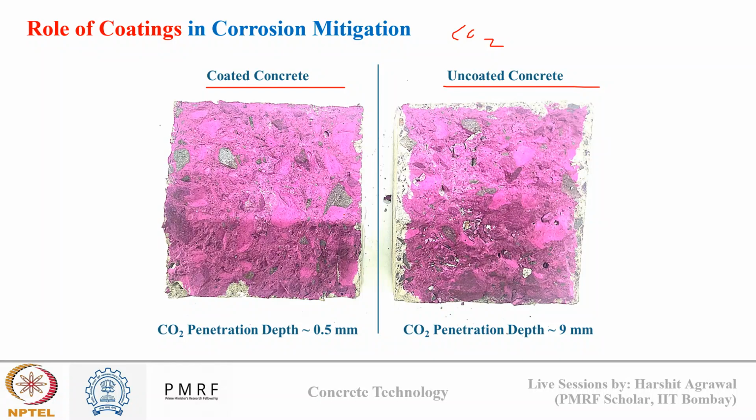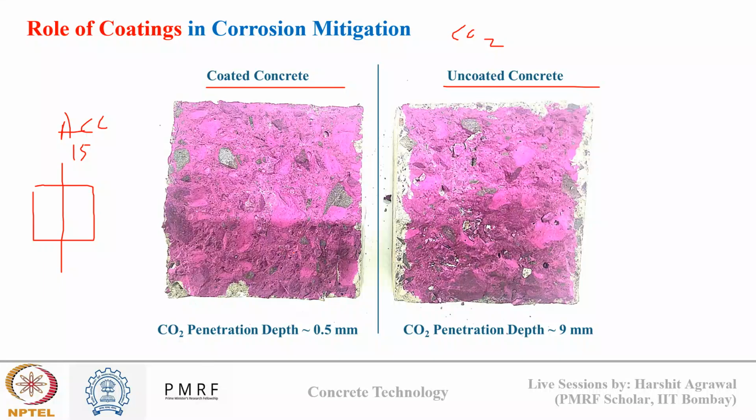Both the concretes were kept in an accelerated carbonation chamber for 15 days at a certain CO2 pressure. Now after 15 days, what we did, this was our sample. We split the sample from between and we sprayed phenolphthalein indicator on the cross section. We know phenolphthalein indicator gives us an estimation of how much the carbonation depth is.